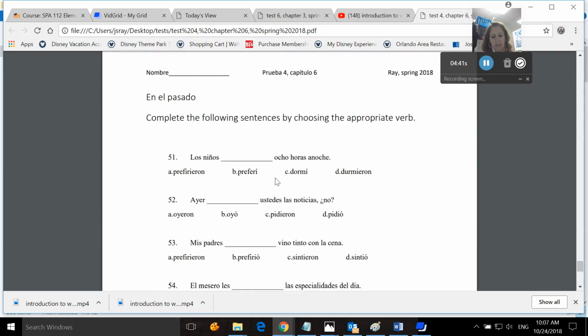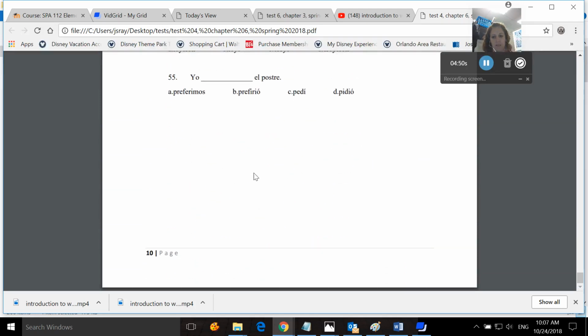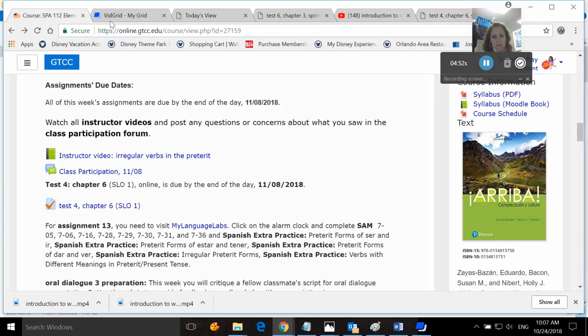And here, complete the sentence by choosing the appropriate verb. So the verbs have already been conjugated into the preterite. You pick which verb and which spelling of the verb would best complete the sentence. And that's everything you have to do for this test.